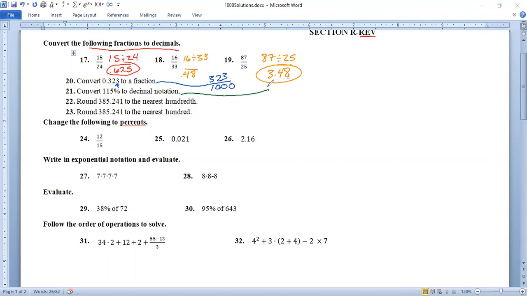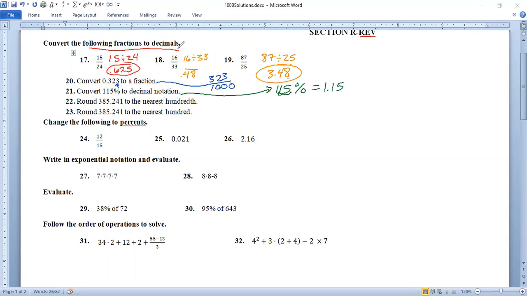Okay, so now we're converting 115%. Let's move this guy over here. 115%. The decimal is currently right here, and when we change that to decimal notation, we move it 2 places to the left, so it's 1.15.